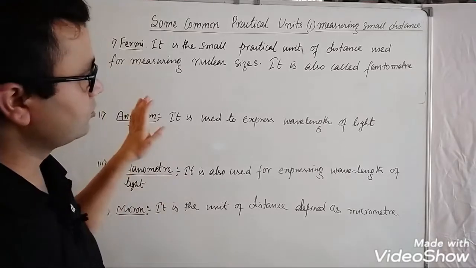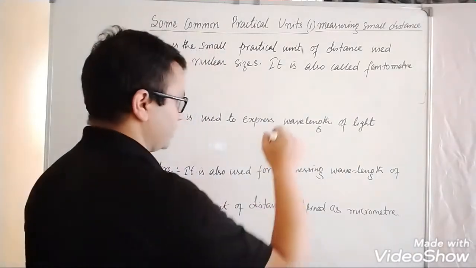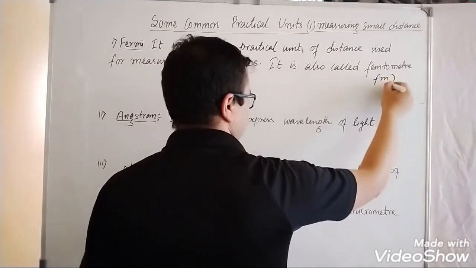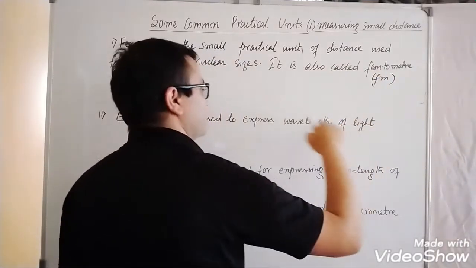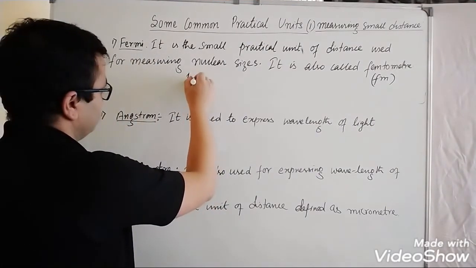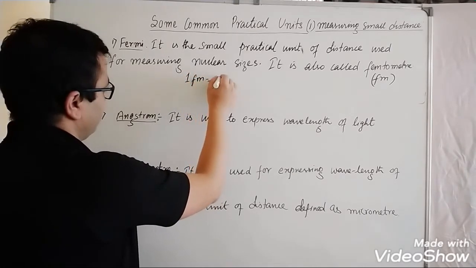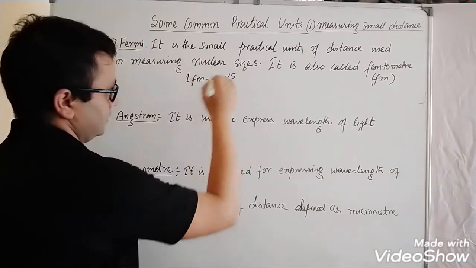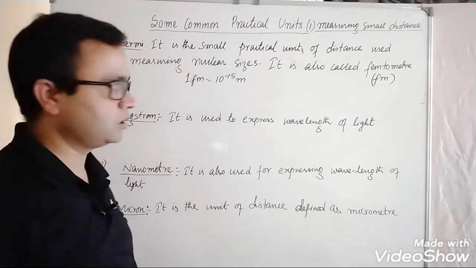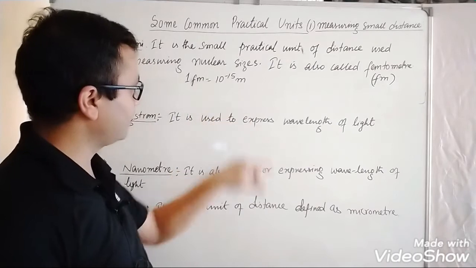It is also called the femtometer. Fermimeter is also known as femtometer, represented by small letter f and small letter m. So one fermimeter equals 10 to the power minus 15 meter. So 2 fermimeter equals 2 into 10 to the power minus 15 meter. Similarly, 5 fermimeter is 5 into 10 to the power minus 15 meter.